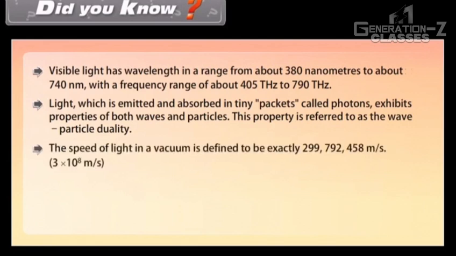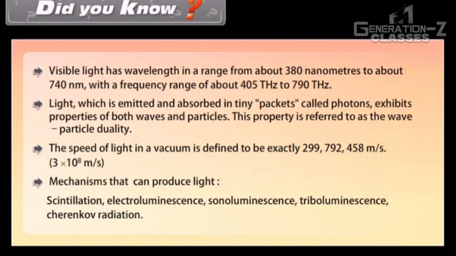The speed of light in a vacuum is defined to be exactly 29 crores 97 lakhs 92,458 meter per second, that is 3 into 10 raised to the power 8 meter per second. Mechanisms that can produce light: scintillation, electroluminescence, sonoluminescence, triboluminescence, Cherenkov radiation.